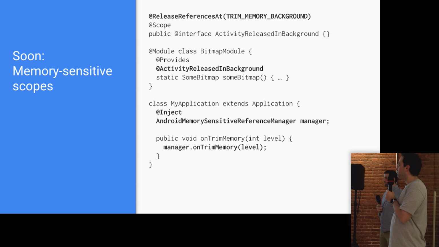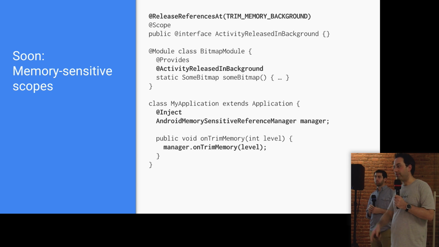you can annotate it with that scope, and then in your application, the pattern is you inject one of these Android memory-sensitive reference managers and delegate to it in your onTrimMemory. What will happen is that all of the bindings whose scope's value is at or above that level, those providers will switch from using a regular reference to using a weak reference, which means that on the next time garbage collection runs, hopefully, if nothing else is using that bitmap or that reference, it will be garbage collected. If that happens, and you then need it again, you'll go through the process of calling the provides method or whatever it is that gets that thing. So you'll still have one, it's not gone forever.